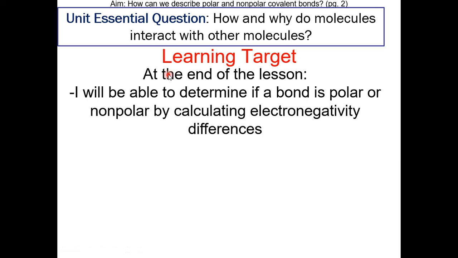Learning target. At the end of the lesson, I'll be able to determine if a bond is polar or nonpolar by calculating electronegativity differences. The homework will be number 1, which will be a Juno part based off this lesson.